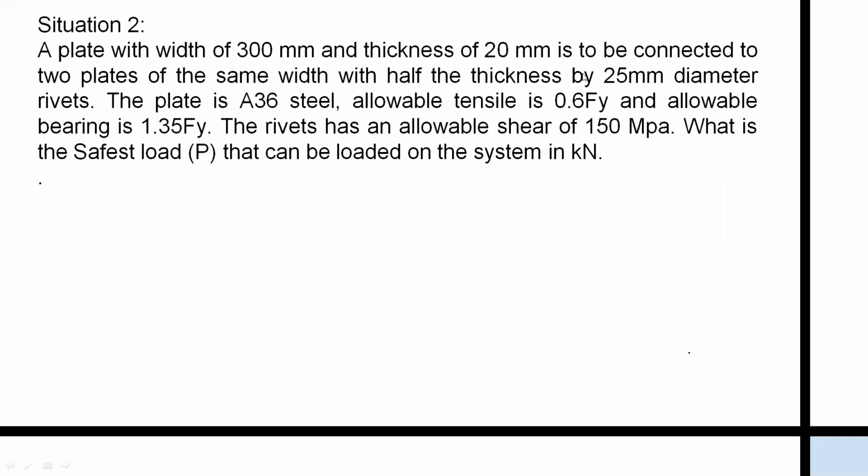Okay, for our next problem, we have a plate with a width of 300 millimeters and a thickness of 20 millimeters. It is to be connected to two plates of the same width, but the thickness is half of it, by 25 millimeter diameter rivets. The plate is A36 steel. The allowable tensile is 0.6 of Fy and the allowable bearing is 1.35 of Fy. The rivet has an allowable shear of 150 megapascals.